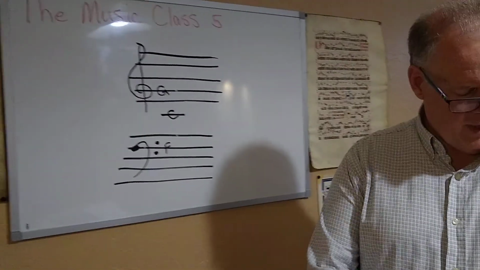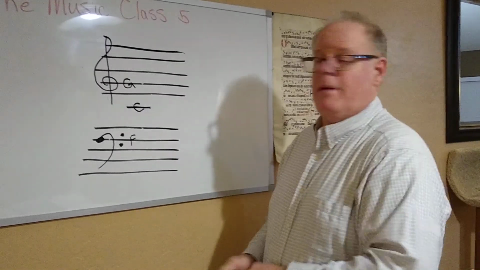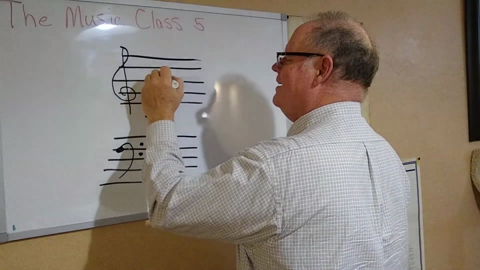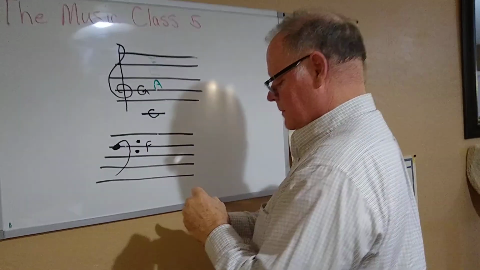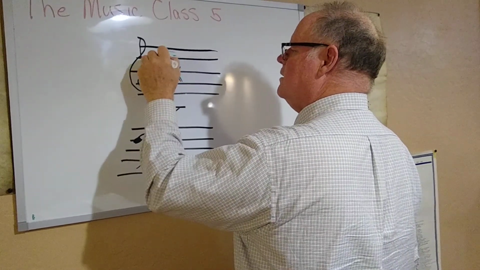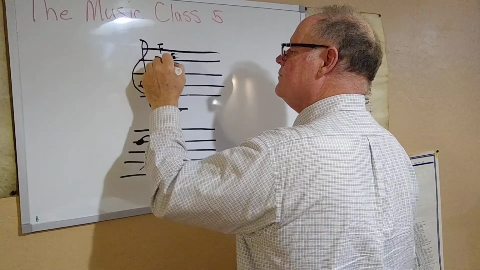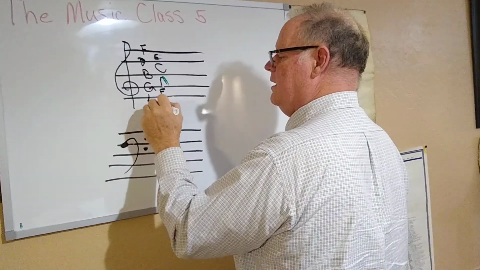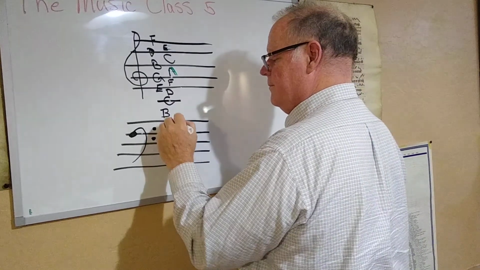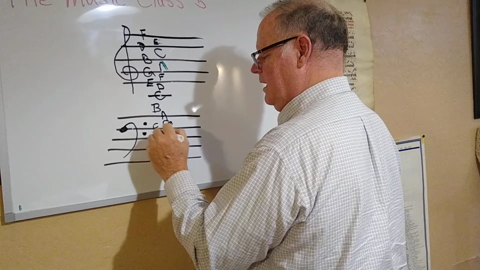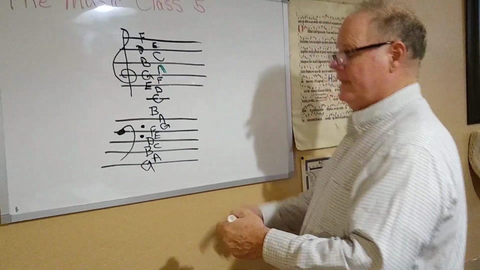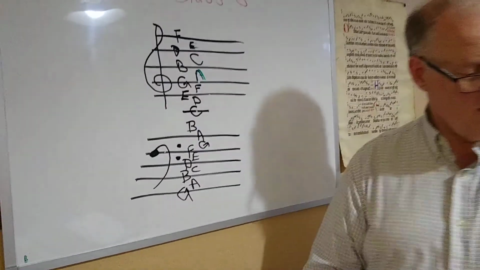So from now on, all we have to do is just label things alphabetically. A, B, C, D, E, F. I'm going back to my black marker because that one died. And then we go backwards. F, E, D, C, B, that's the space between the C and the A, G, F, E, D, C, B, A, G. And there you have it. The letter names of the lines and spaces of the staff.